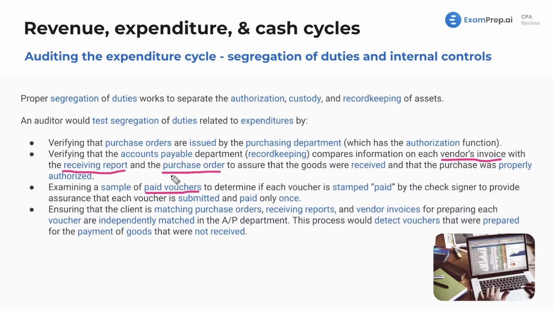However, in this case, it's also saying that by doing this, we could detect vouchers that were prepared for goods that were not received. And it could actually do even more than that, right? If we're comparing what we're being billed for versus what we got versus what we asked for, you see how much you can really authenticate with those three documents. Super important. If you ever want to run a business, these are good practices for doing so as well.